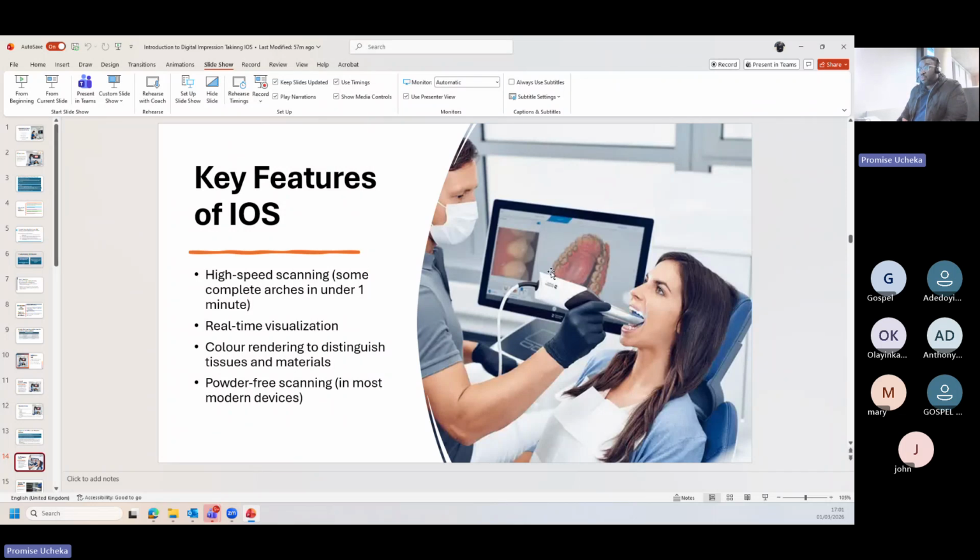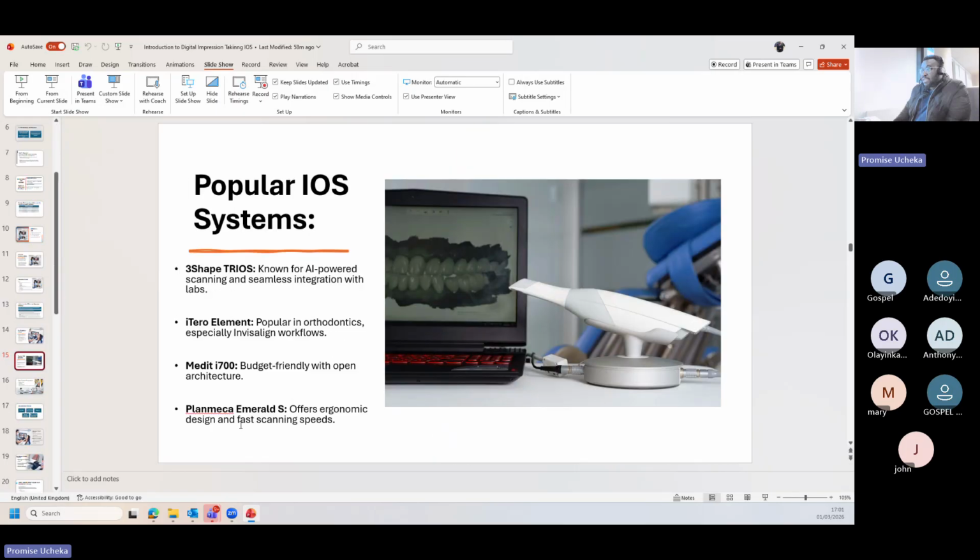Color rendering to distinguish tissues and materials, and also if you want to do some powder-free scanning. So instead of using those alginates and all of that in the mouth of a patient, you can do it without any of those powders. So these are some of the important features of intraoral scanners.